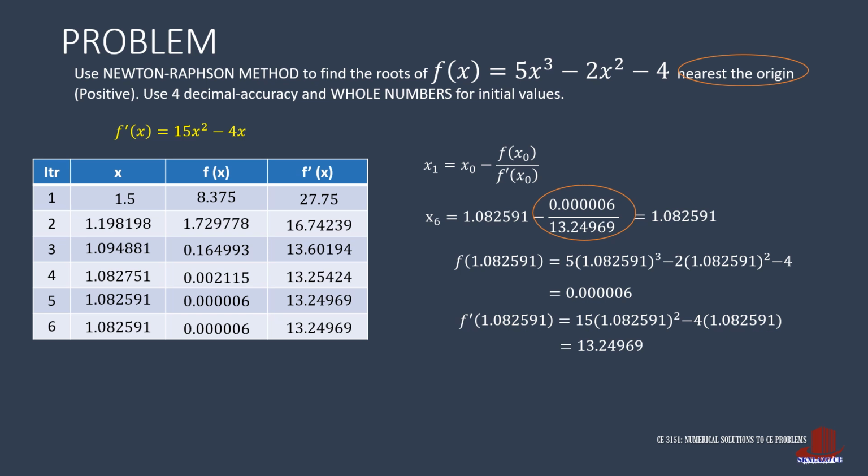So indeed, the root for the function is 1.082591, with as short as just 5 iterations. The method of Newton Raphson is truly an efficient root finding approach.